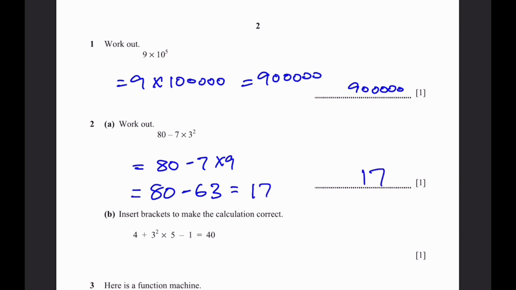B. Insert brackets to make the calculation correct. 4 plus 3 squared into 5 minus 1 is equal to 40. Now 3 squared is 9. If we bring the 4 to the other side, that means 9 into 5 minus 1 is equal to 36 when we add brackets. If we add brackets here, that means 9 into 4 is equal to 36. So the brackets are supposed to be right here.